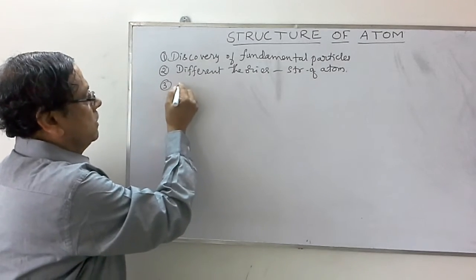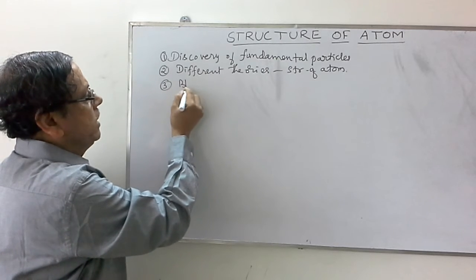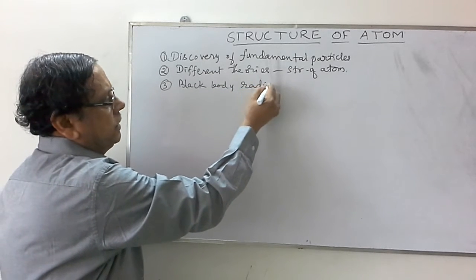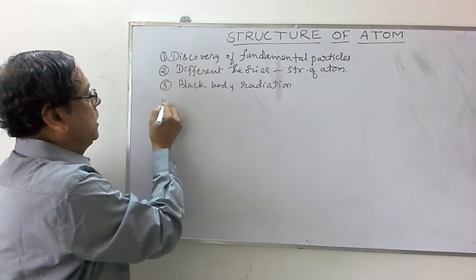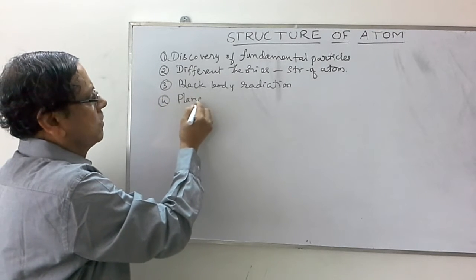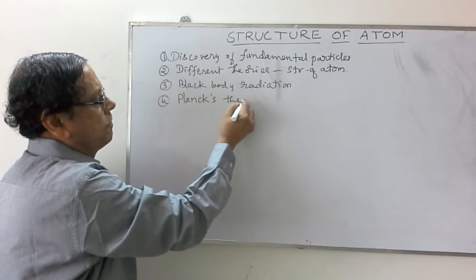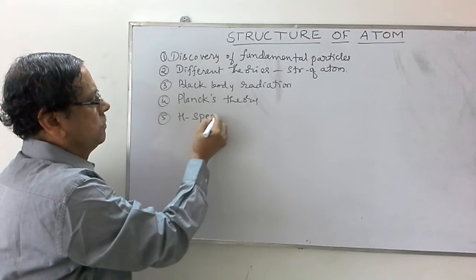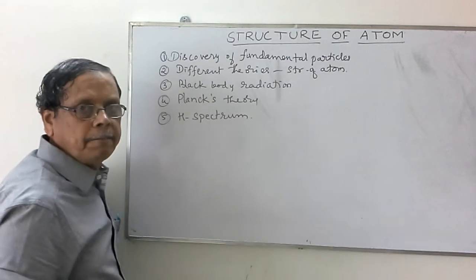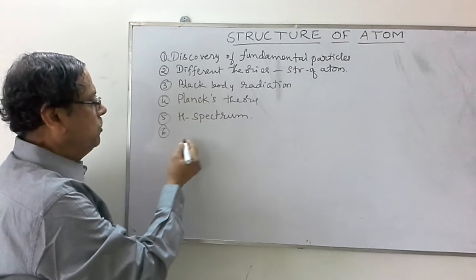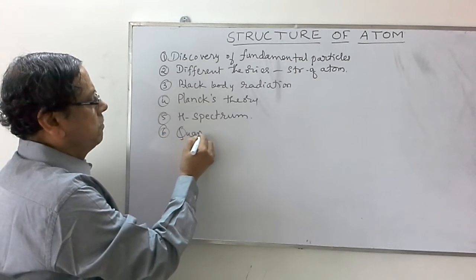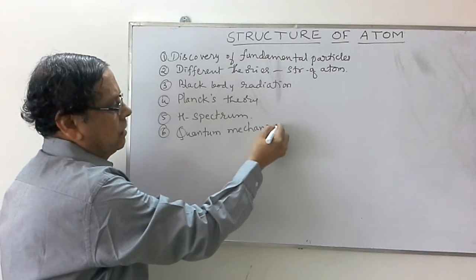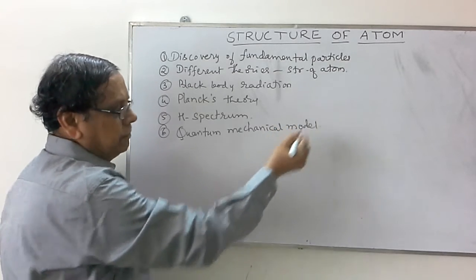Then we have the different concepts like black body radiation, and then we study the Planck's theory, then we study the hydrogen spectrum, and the last concept that we study is quantum mechanical model for the structure of an atom.